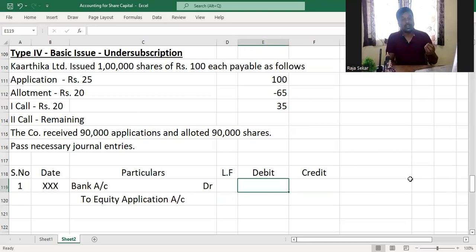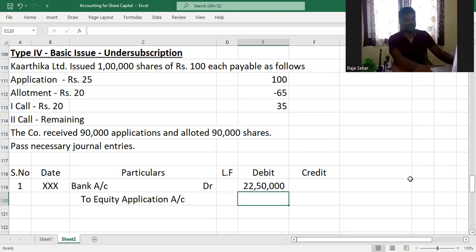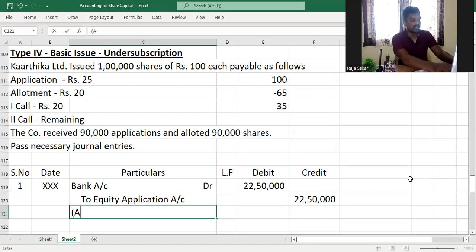When you have received 90,000 applications, you would have received 25 rupees per application. So the amount of application money received by us would be 90,000 multiplied by 25 rupees, the application money per share. Number of applications received multiplied by the application money per share, and that happens to be 22,50,000 in Kartika Limited's case. Application money received.